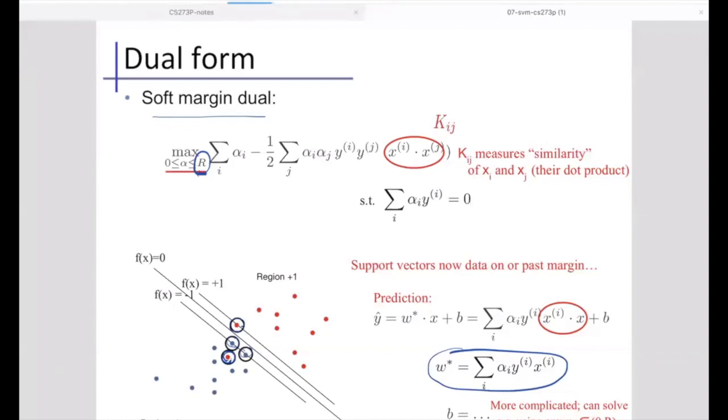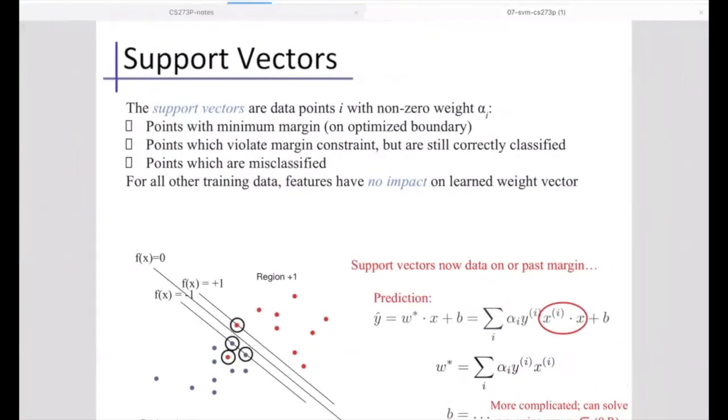Otherwise, it stays the same here. So support vectors will include those lying on and past the margins, including those exactly on the margin, but also those already past the margins. So those are the support vectors in the soft margin version of the model. Okay, so that's what the support vectors are, but in general, it's still the case.